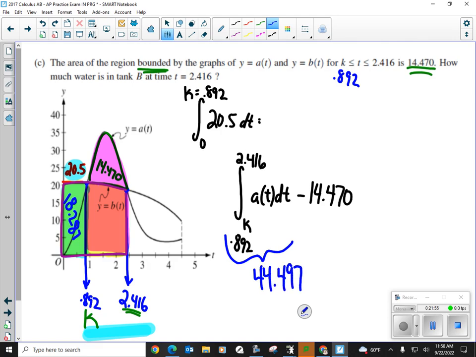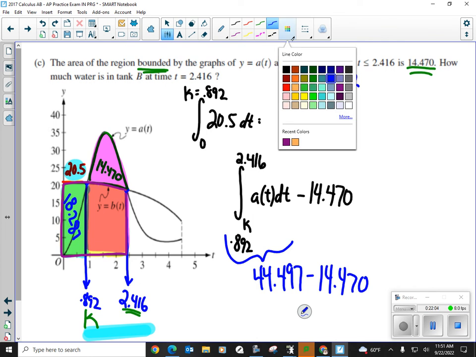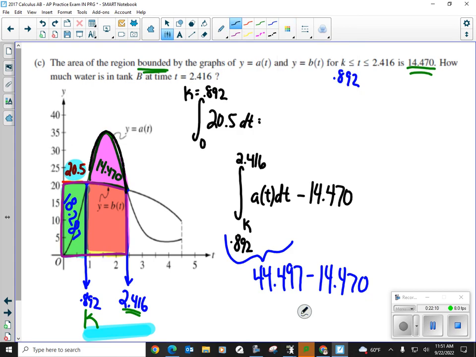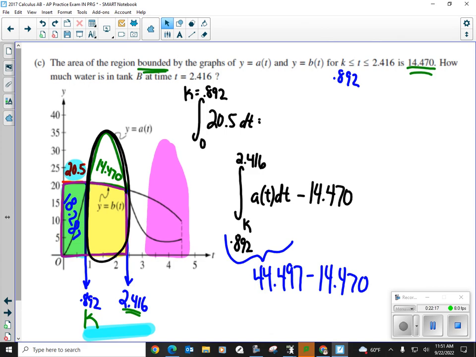44.497. I need to subtract my 14.470 because, again, that 44.497 gives me... I don't even know what color is going to show up. Let's just do black. That 44 is all of this. Remember, we only want what's in red or what's in yellow there. So we got to take away that top 14.470.